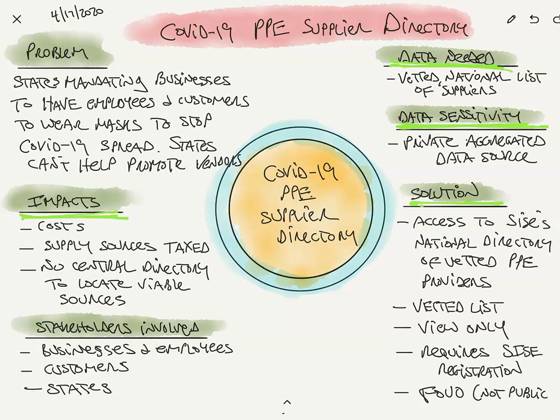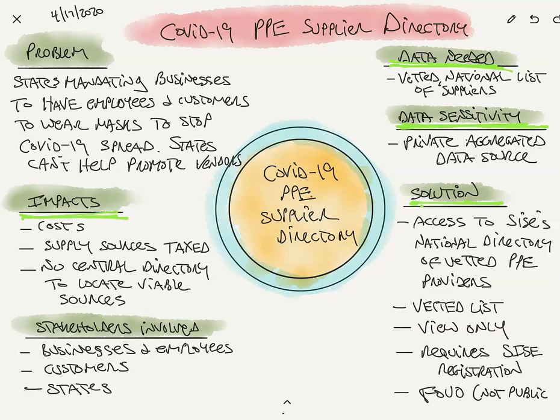So the stakeholders involved in this use case are businesses and their employees, and their customers in the states that are issuing the policy. So how do we solve this, right? Well, the data, what do we need? We need a vetted list of national suppliers of PPE, not just masks, but other things, because a lot of these companies provide many different sources and so forth. How do we weed out the folks that are not credible?